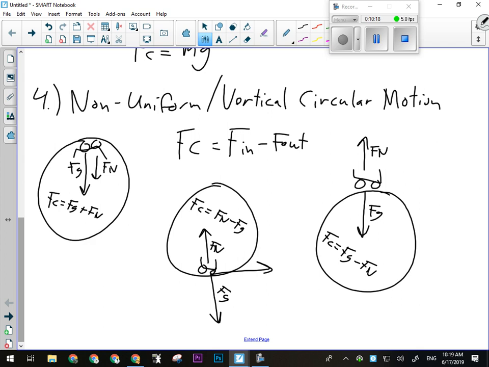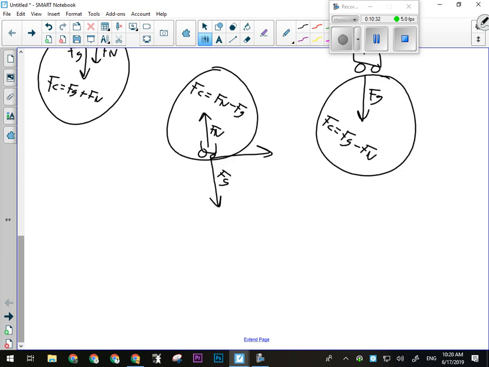Oh, sorry, non-uniform means the speed changes. If the speed changes, that means that the centripetal force changes, the acceleration changes. Everything about this is non-uniform. Yeah. Okay. After vertical circular motion, then we talked about universal gravitation.